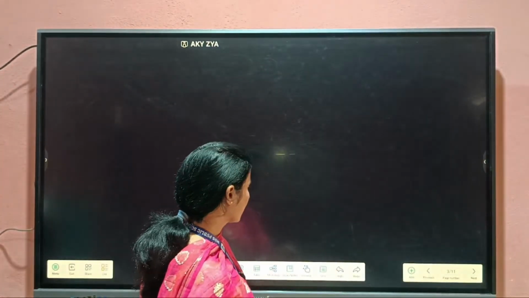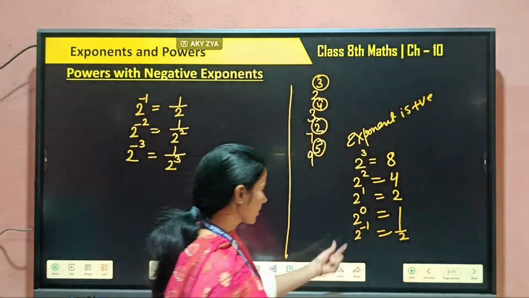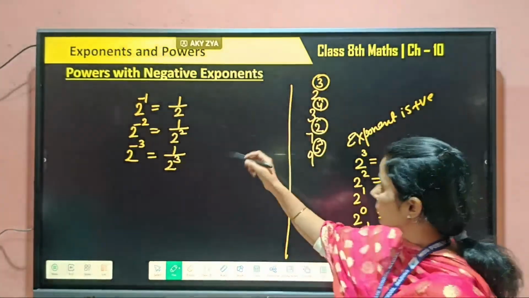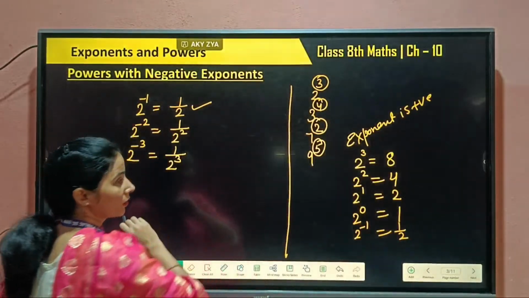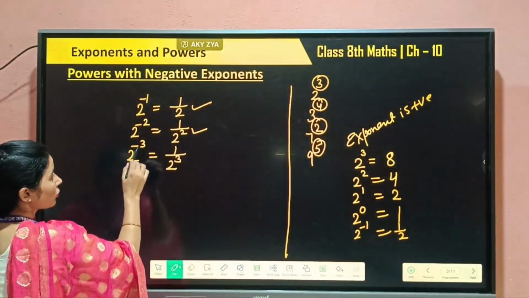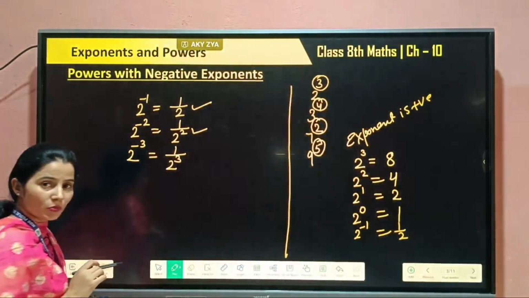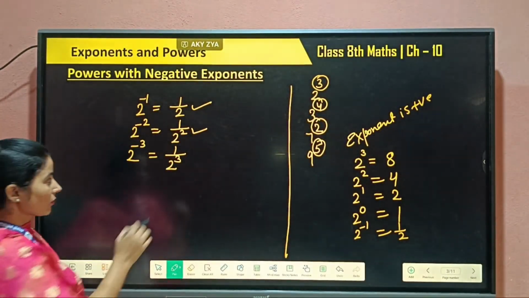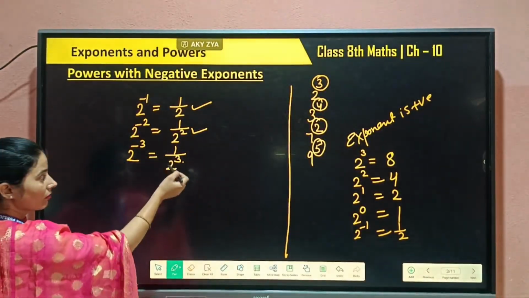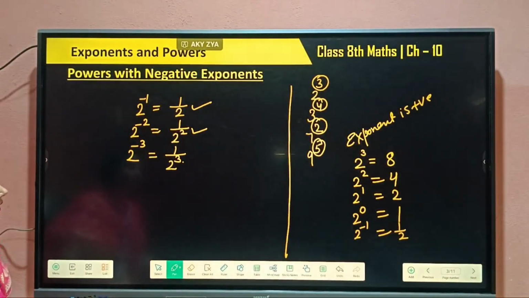It will be 1 by, which means reciprocal. And if 2 raised to power minus 1, then it will be 1 upon 2. 2 raised to power minus 2, then it will be 1 upon 2 raised to power 2. 2 raised to power minus 3, it will be 1 upon 2 raised to power 3. In this way, this exponent will be positive. You have to take 1 by this number.